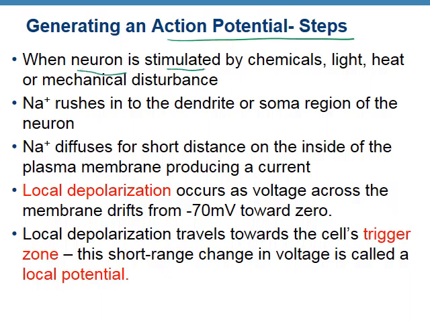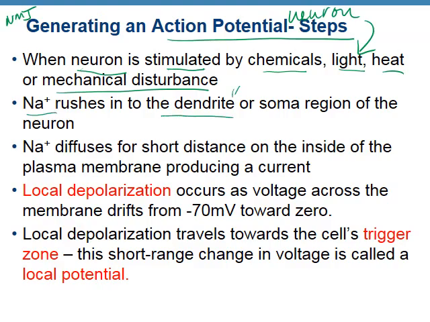When the neuron is stimulated by chemical, light, heat, or mechanical disturbances, what's the difference here? This is a neuron action potential. It can be stimulated by chemicals or light, like photoreceptors in our eyes, or by heat, temperature receptors. Muscles were stimulated by a neuromuscular junction, by a neuron. Here we're talking about an action potential developing inside the neuron, and it can be stimulated by various events. But this part's the same. Sodium rushes into the dendrite region or the soma region. I'll show you in just a moment.